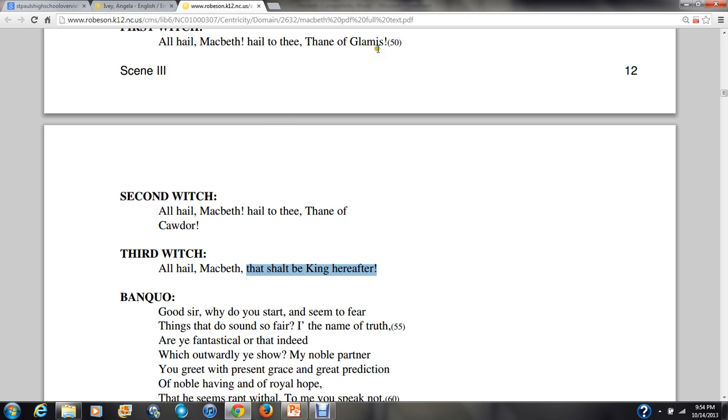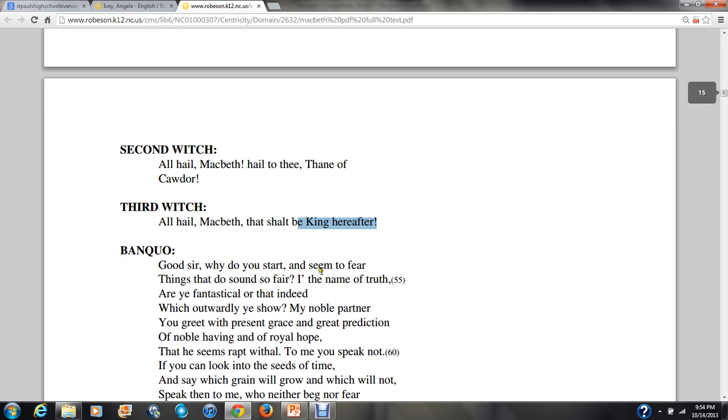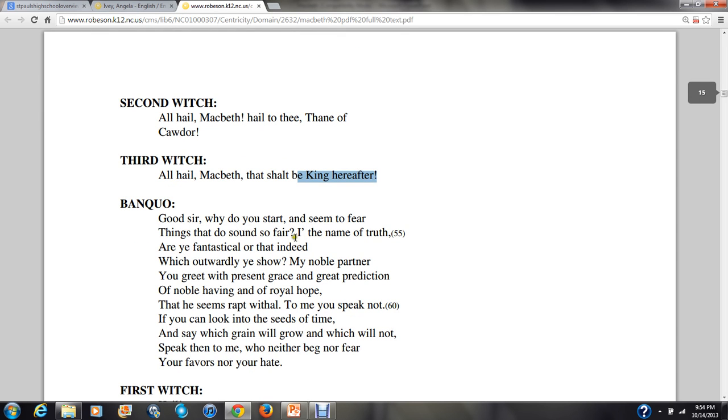So we have this idea of the present here with the Thane of Glamis. The Thane of Cawdor represents the past: he was the Thane of Glamis, now he's the Thane of Cawdor. And so this would be a future prophecy. Now take a look at what Banquo says.